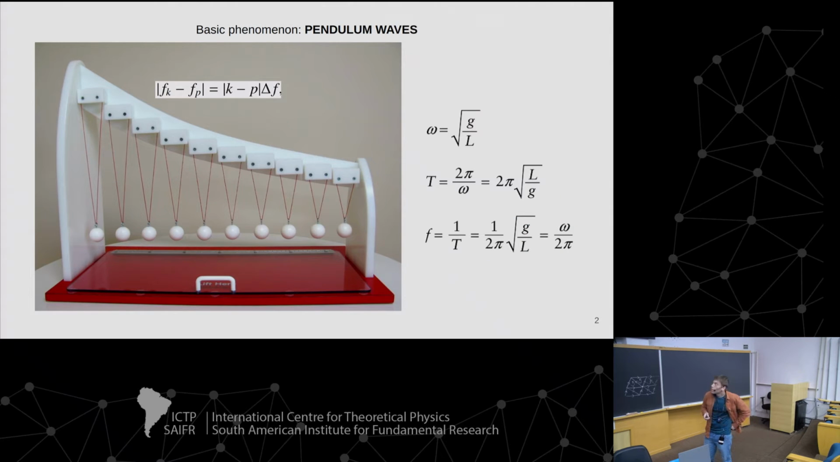So, just to remind you what beat frequency is, I will introduce this phenomenon called pendulum waves. If you have a sequence of oscillators and they have a frequency difference given by a specific gap, here delta f, then the frequency difference between any oscillators will be an integer multiple of delta f, and you can devise it only using this shape that's based on this equation, right? So this is for pendulums.